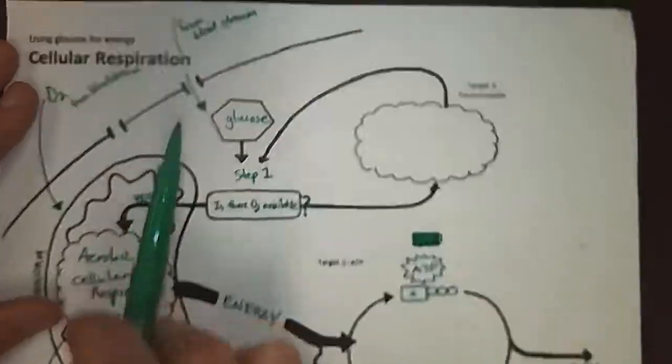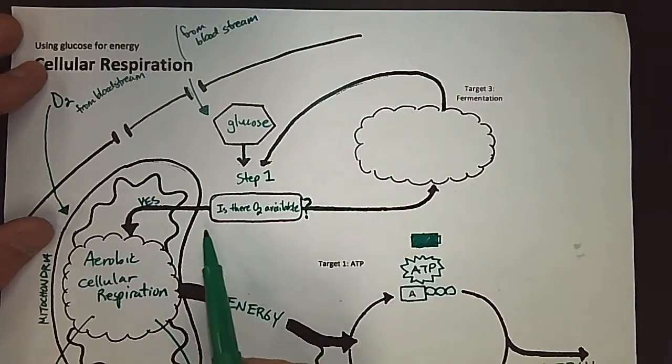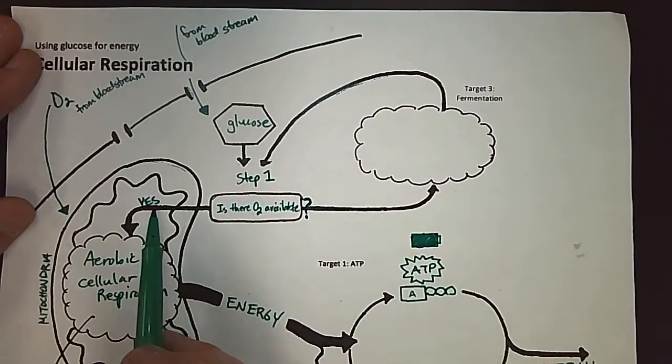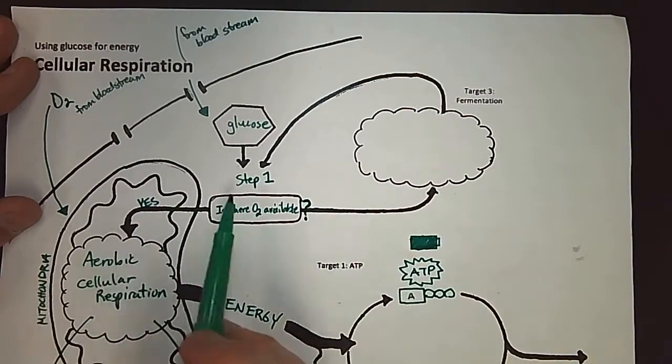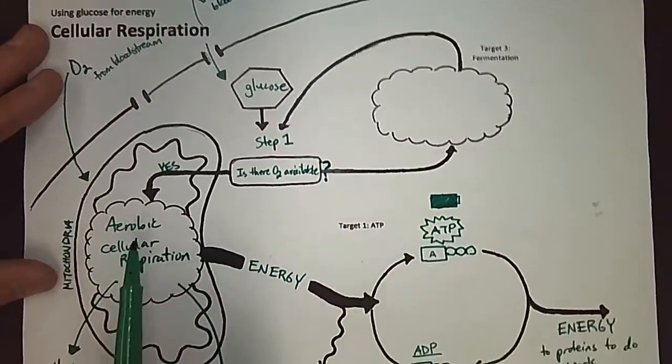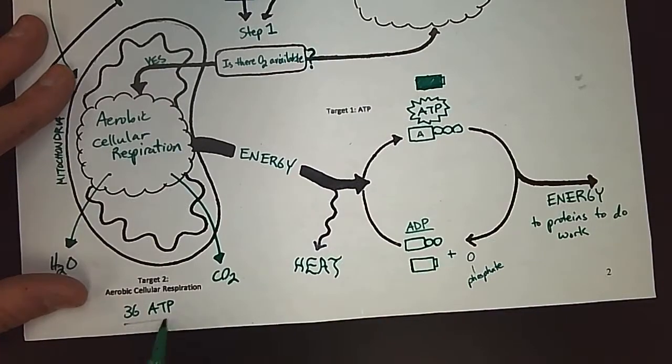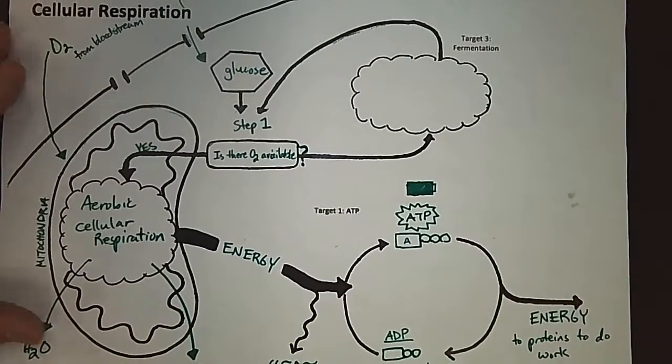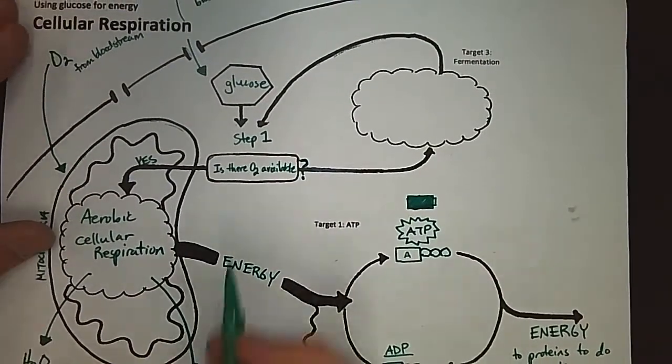All right. But if we go back up here, remember glucose goes in, and then we ask the question, is there oxygen available? And if the answer is yes, the glucose that just broke down a little bit in step one is going to go into the mitochondria, and it's going to do aerobic cellular respiration. And we could get 36 ATP out of that. But is there oxygen available?